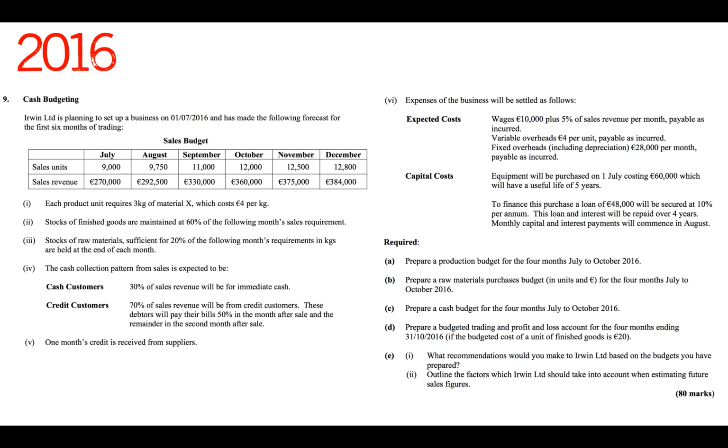D, prepare a budgeted trading and profit and loss account for the 4 months ending 31st of the 10th, 2016, if the budgeted cost of a unit of finished goods is €20. E. Part 1. What recommendations would you make to Irwin Limited based on the budgets you have prepared? And Part 2. Outline the factors which Irwin Limited should take into account when estimating future sales figures.